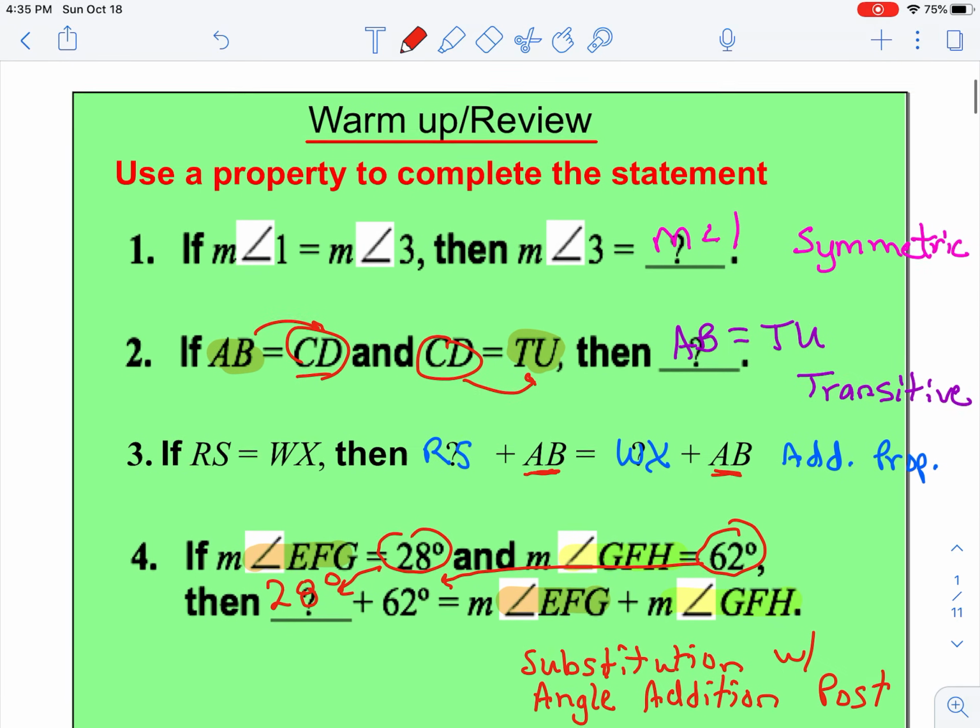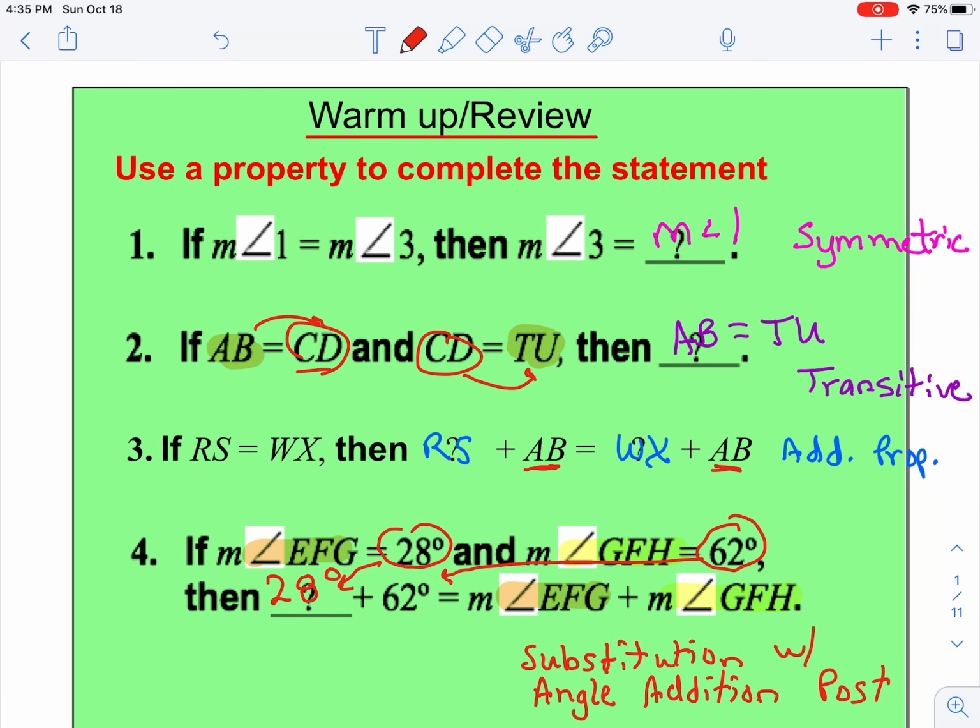So if you did these correctly, take a look and see if you got them correct. The first one, you should have filled in the measure of angle 1, because really what you're doing is just flip-flopping around the equal sign, which is the symmetric property. In the second example, you're using the transitive property, because we're saying if AB is equal to CD and then CD is equal to TU, then AB would be equal to TU. That is the transitive property.